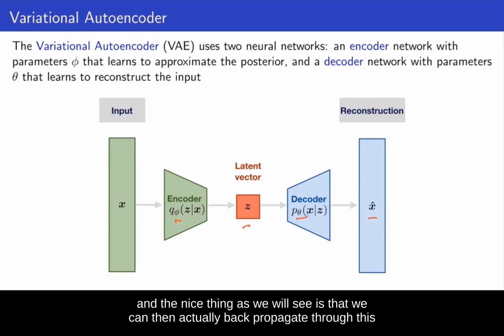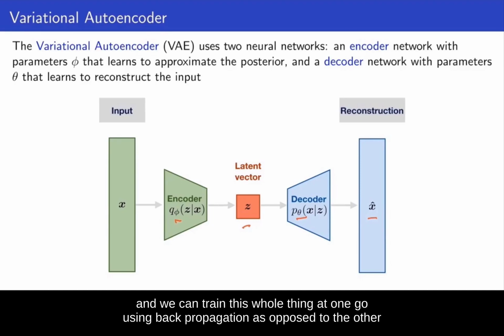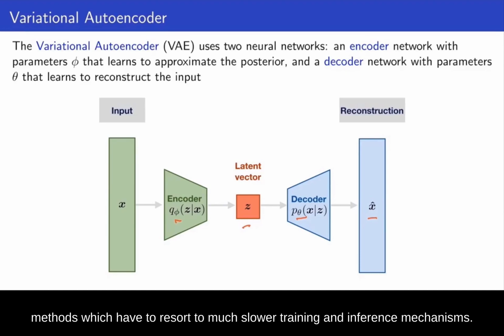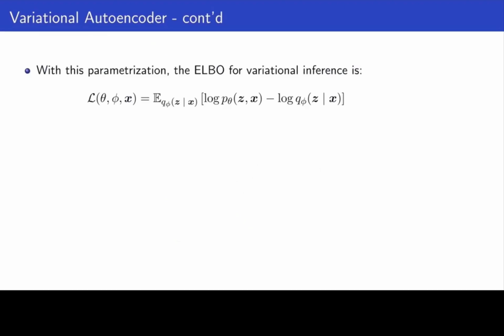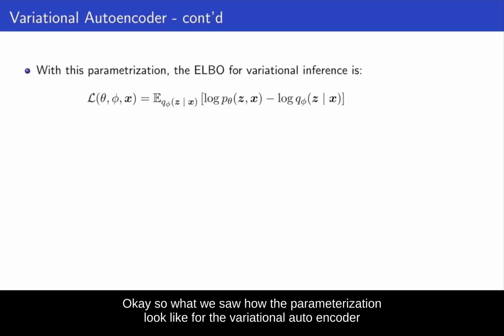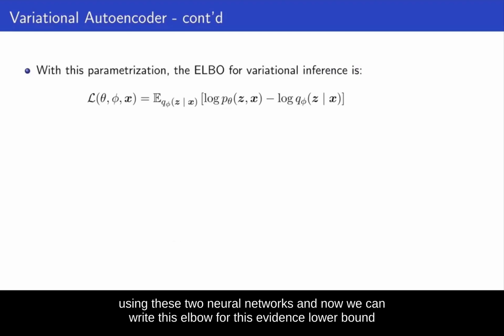And the nice thing, as we see, is that we can backpropagate through this, and we can train this whole thing in one go using backpropagation, as opposed to the other methods which have to resort to much slower training and inference mechanisms. Okay, so we saw how the parameterization looks for the variational autoencoder using these two neural networks.